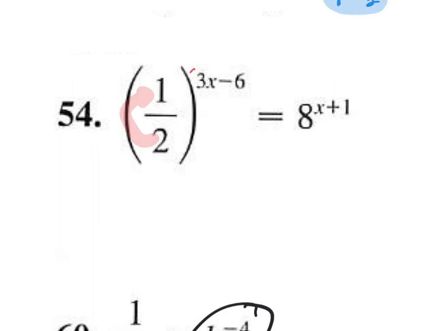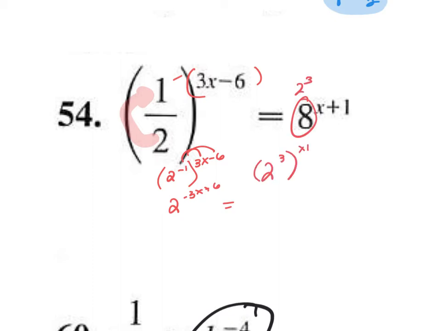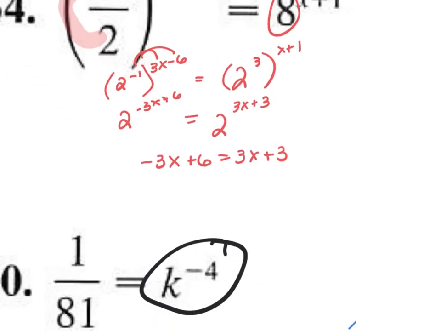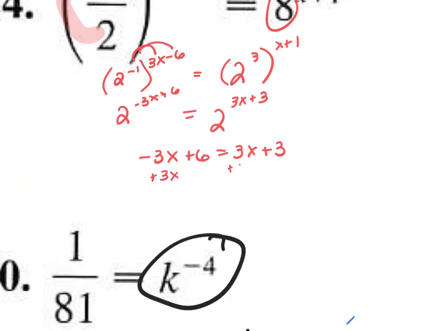Move this to the top by making this negative. So 2 to the negative 1 raised to the 3x minus 6 gives me 2 to the negative goes to both. Negative 3x plus 6. This is 2 to the 3rd. 2 to the 3rd raised to the x plus 1. And that's 2 to the 3x plus 3. Negative 3x plus 6 would equal 3x plus 3. Add the 3x. Subtract the 3. Divide by 6.